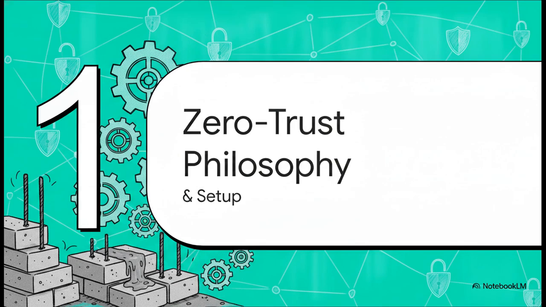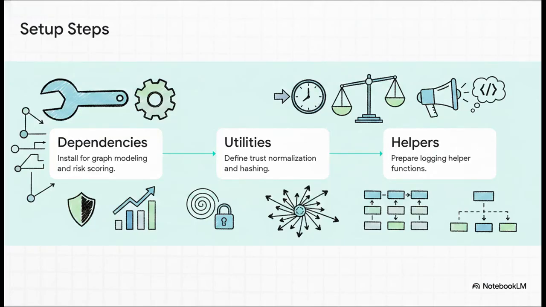All right, part 1, the zero-trust philosophy and setup. Let's start laying the foundational concrete for our Python environment. Before we build the walls, we obviously need our tools. This setup phase is all about grabbing our dependencies for graph modeling, risk scoring, and API handling, but the real heavy lifting happens with the utility functions we define right out of the gate. We're setting up trust normalization, cryptographic hashing, and timestamping, and crucially, we implement weighted sampling.